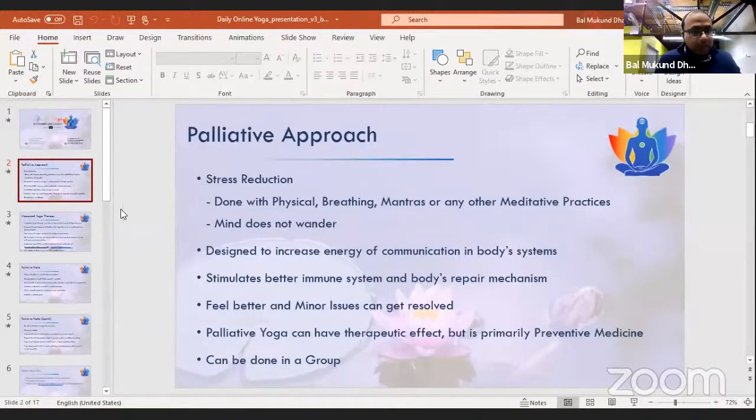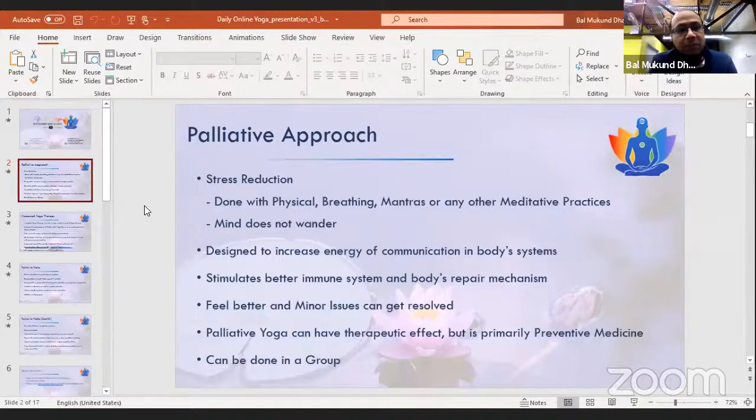So let's keep the basics short. Yoga is different from Western medicine. While it works towards the root cause, regular Western medicine only works towards the symptoms. And yoga primarily works by stress reduction. It can be done with physical exercises, breathing exercises, mantras, and other meditative practices.